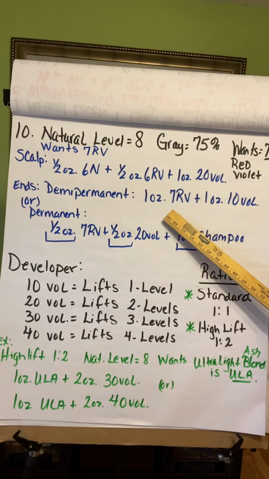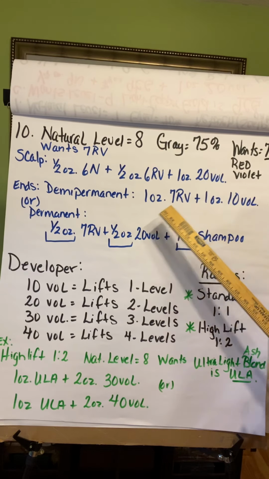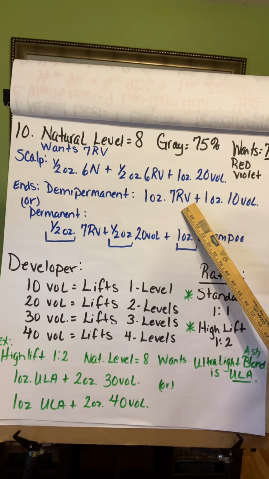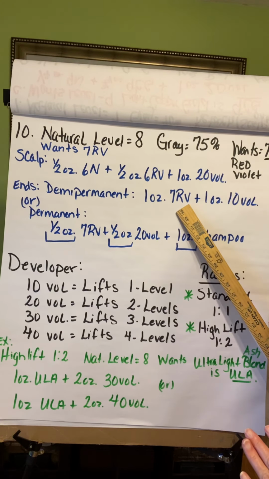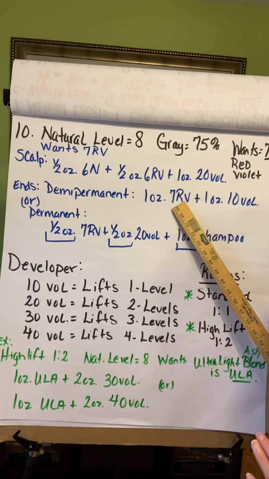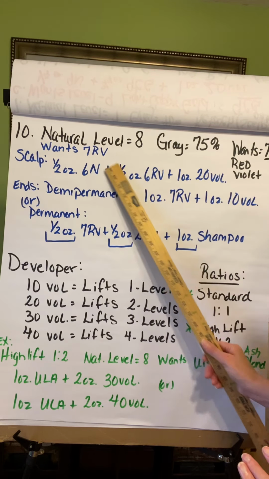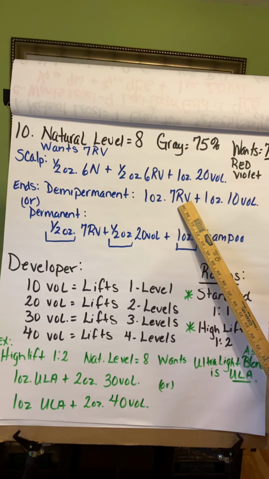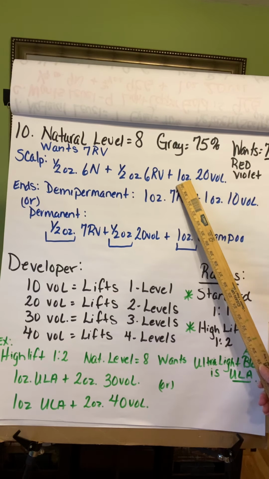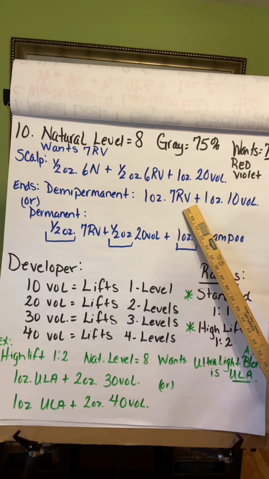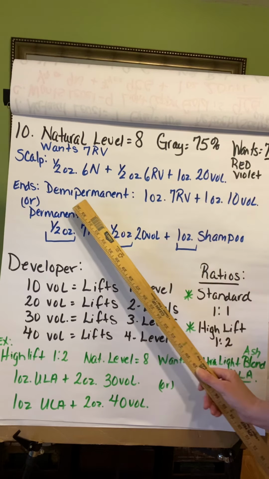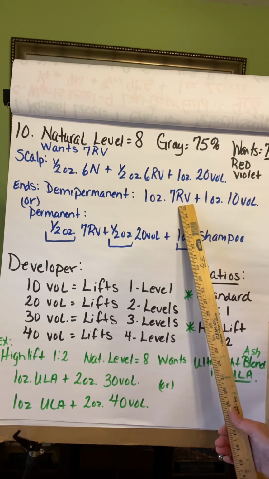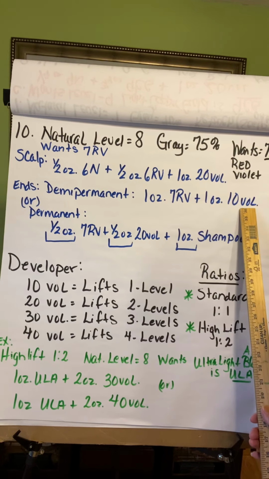Okay, so we've already colored her last month. She come in and we already turned her a level 7. And so just because her ends are faded, they're just faded out a little bit. So you want to put the same level she wants on the ends, because if you don't, it's going to be too dark. If you put a 6 on her ends that are just faded, you're going to make them too dark. So her scalp is going to look like it's a level 7 and her ends are going to be like a level 6. So it's going to be too dark. So you put demi-permanent, 1 ounce of 7RB plus 1 ounce of 10 volume developer.